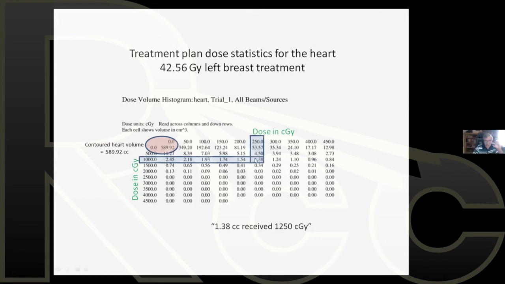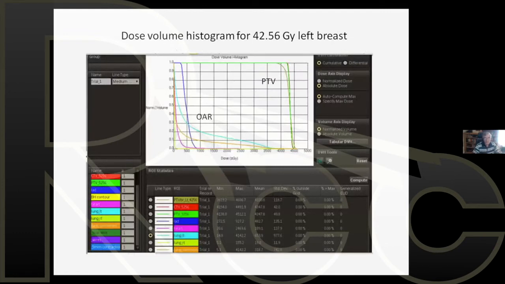So you can see from this that most of the high dose region in here, it's all 0. None of the heart got any of the high dose. And actually 1.38 cc's receiving 1250 centigray was very, very good. So this is how you read the dose statistic. It still isn't a graph yet, so we need to look at the graph. Here's the graph of the treatment that we showed. PTV right here, GTV, PTV. And over here, we see the organs at risk, very, very low, very favorable dose volume histograms.